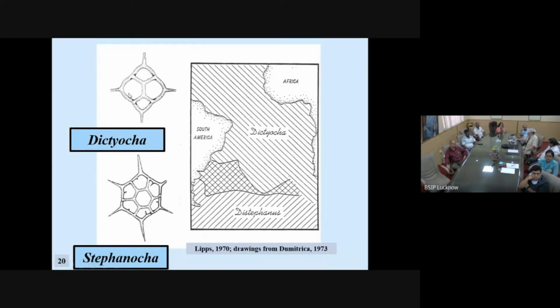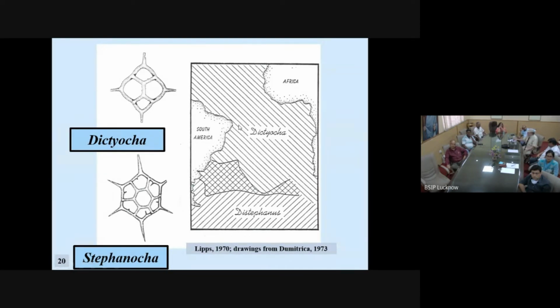Okay, then why do we have these simpler designs? Here is the pattern within the world today. Again, this now known as Stephanocha is the dominant design in high latitudes. The simpler design, however, is dominant in low latitudes. And by the way, in the evolution of silicoflagellates, the more complex skeletal designs are always in high latitudes, simpler in low latitudes. There's been a gradual change in the players in the game, but the relationships stay the same.